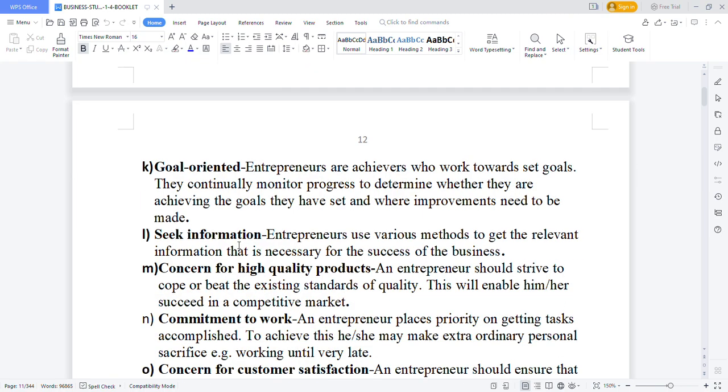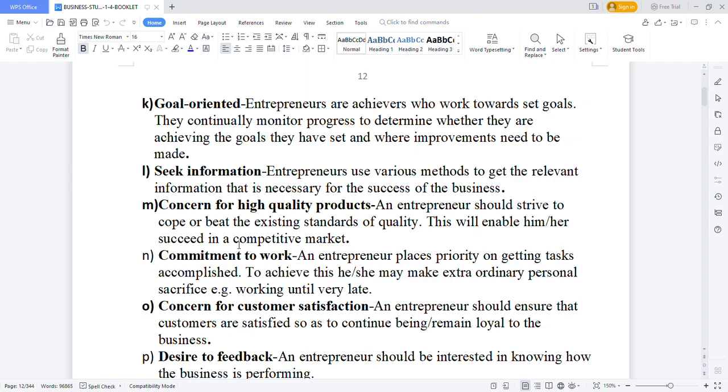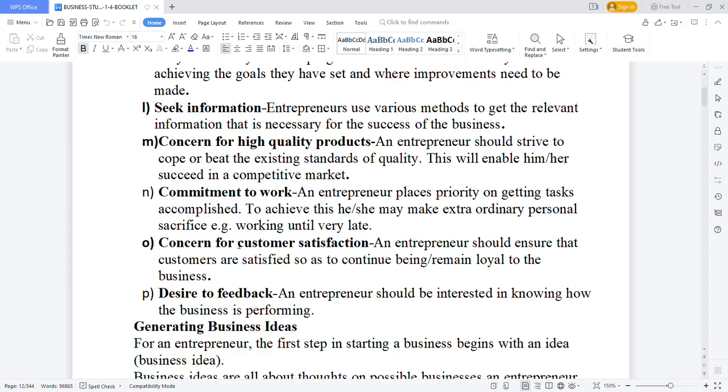Then there are so many features of an entrepreneur. You have goal oriented, seek information, commitment to work, desire for feedback. There are so many. I have only explained a few.